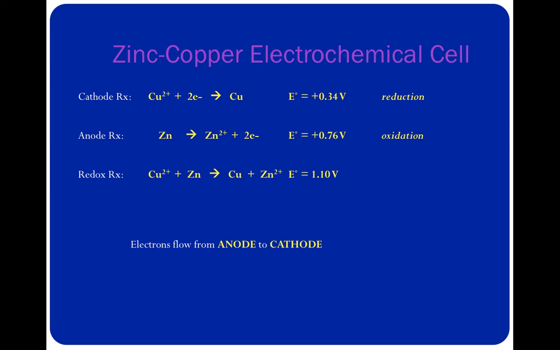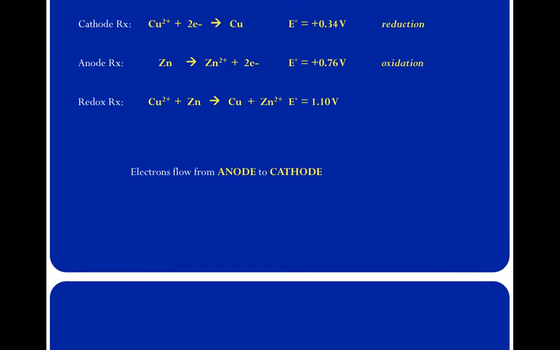Electrons always flow from anode to cathode. So we look at this. At the anode, we've made electrons, and they're going to pass through the wire to the cathode. Copper ions in solution are going to collide with those electrons, and the copper is reduced. And this cell is going to make electricity for us.